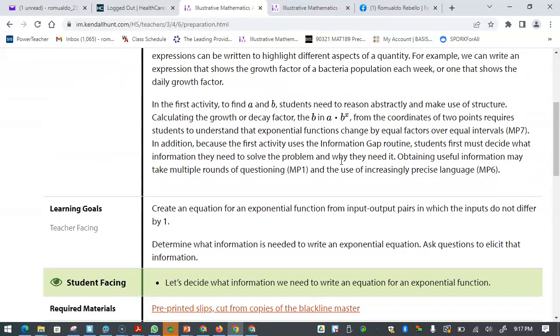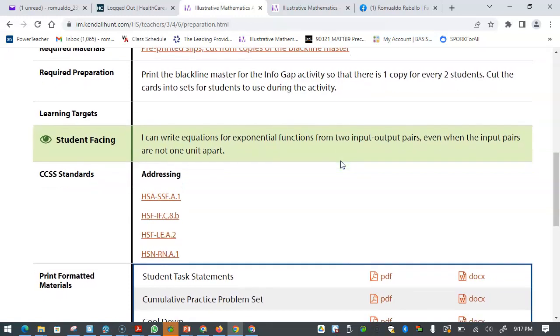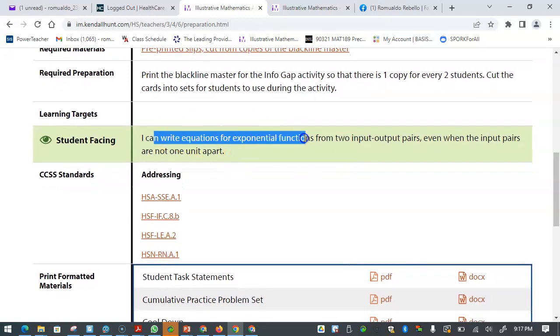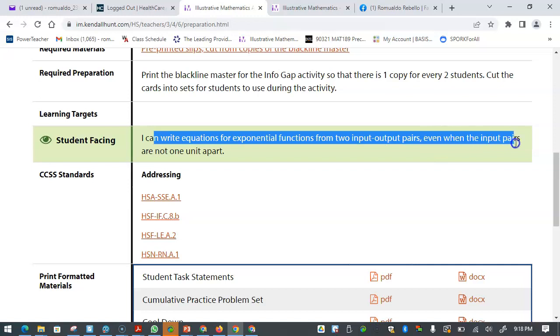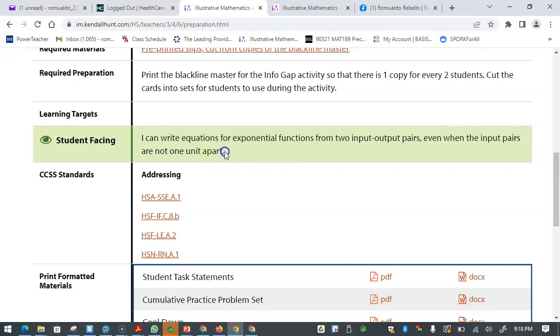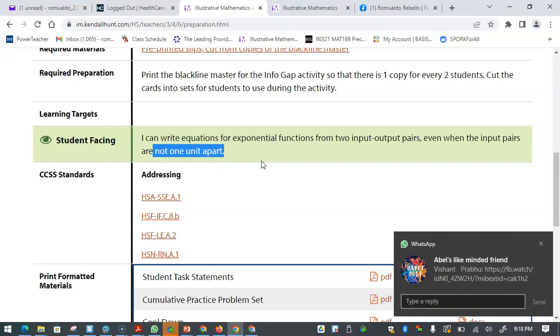The learning target is: I can write equations of exponential functions from input-output pairs, x and y, even when the input pairs are not one unit apart. It doesn't have to be that x increases by 1, 1, 1, 1, but it could also increase by half, or by 1/4, and likewise.